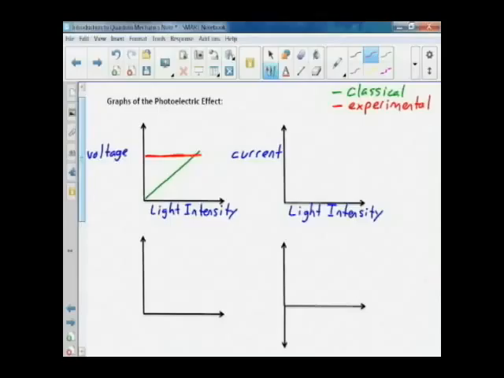Classical physics also said the current should increase with light intensity. And this was in agreement. This one's going to be a linear increase for both of them, but with the caveat that the experimental current only increased if the frequency was above that critical frequency to actually cause electrons to leave the surface. It increased based on intensity, but only if the light was at a high enough frequency.